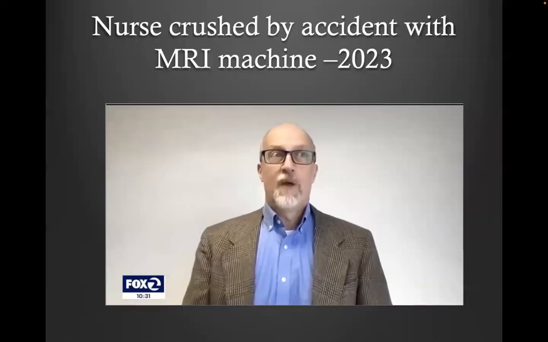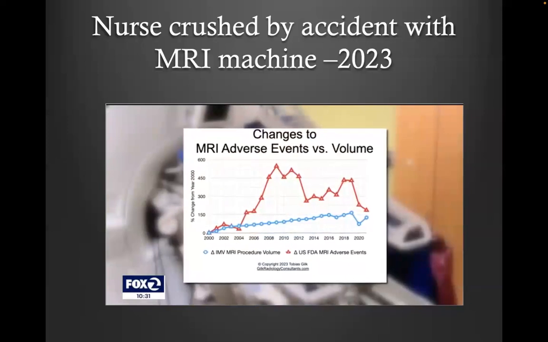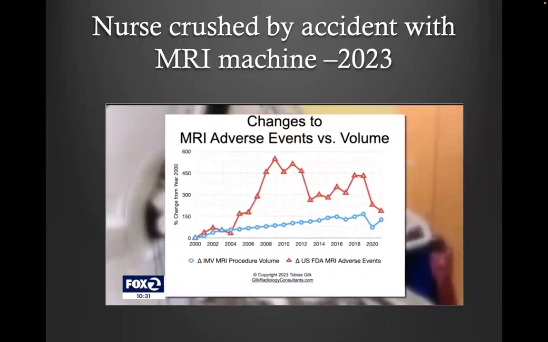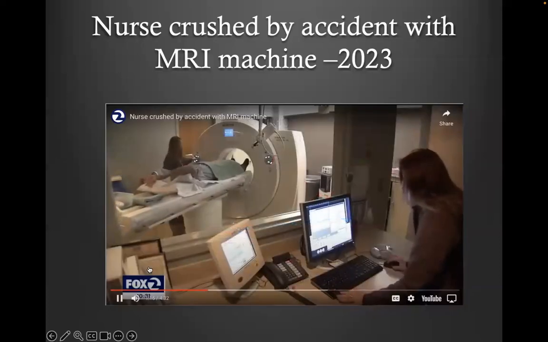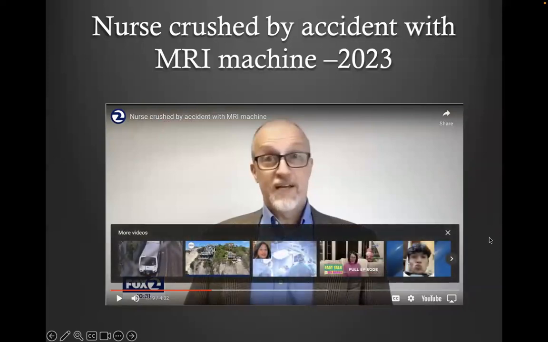Tobias Gilk is an MRI safety expert whose own research using federal data shows as the number of scans and exams increases, so do accidents, but at 3 times the rate. Gilk estimates thousands of incidents go unreported every year.